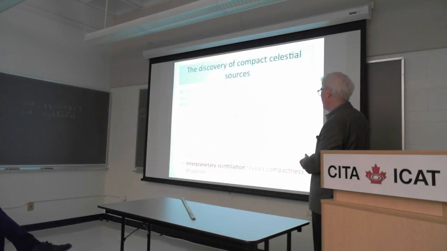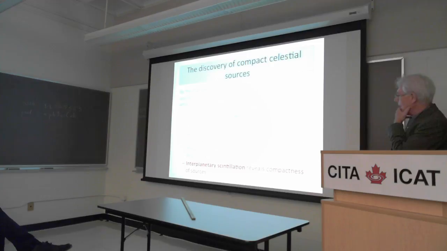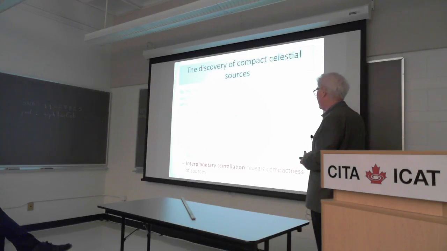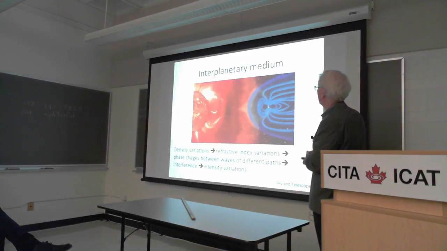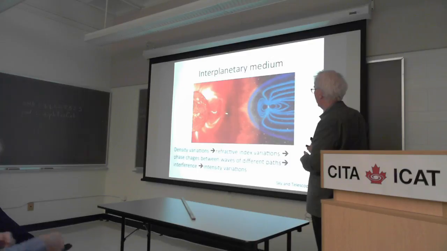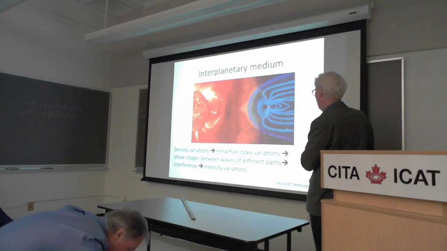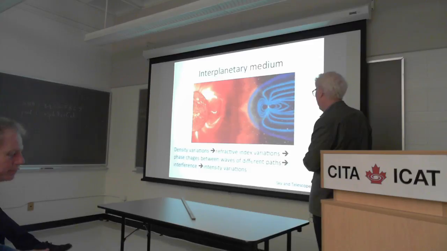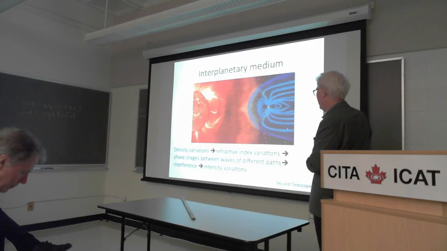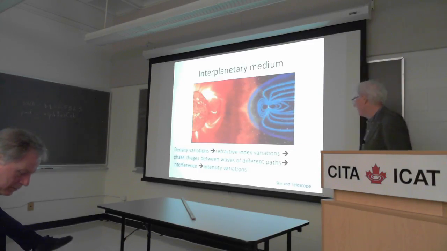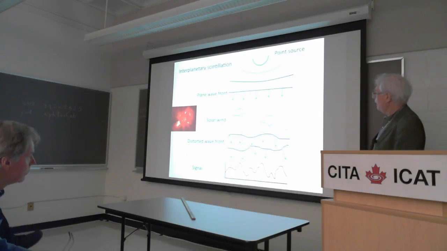So now we come to the fourth point. Interplanetary scintillation reveals compactness of sources. Okay, so here we have the interplanetary medium, there we have the sun active, all the stuff that's flowing through the interplanetary space. Density variations and refractive index variations follow, phase changes between waves of different paths, we get interference, and then intensity variations. Okay, so here I have a little sketch.